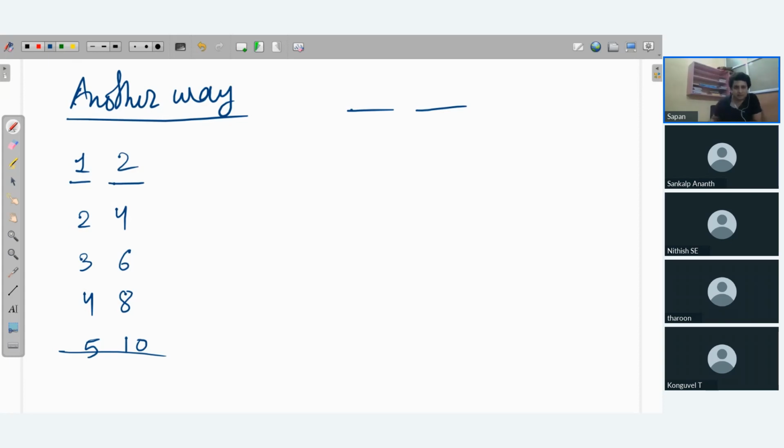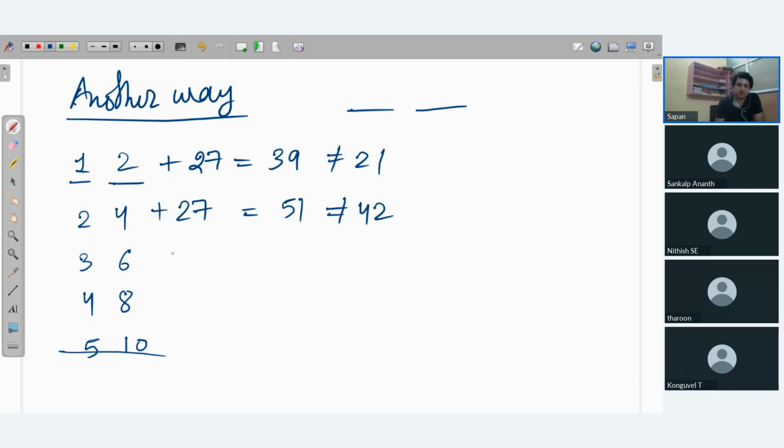Now you check the second condition. Adding with 27, you get 39, which is not the reverse of 21. Adding with 27, you get 51, which is not 42. Adding with 27, you get 75, which is not 84.